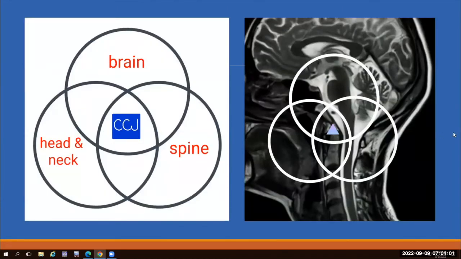For those of you who are not aware, neuroradiology really encompasses three separate fields: brain, spine, and head and neck. And if you did a Venn diagram and tried to place where the craniocervical junction is, it overlaps with all three of these anatomic regions. I think for that reason, sometimes the craniocervical junction gets a little bit ignored because it doesn't fit neatly into any particular subspecialty of neuroradiology.